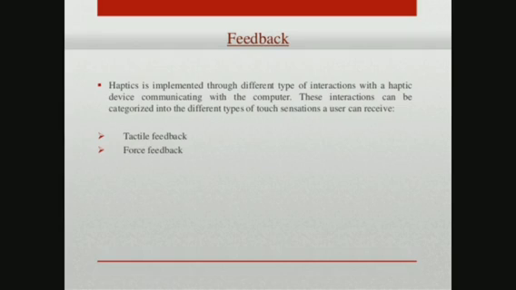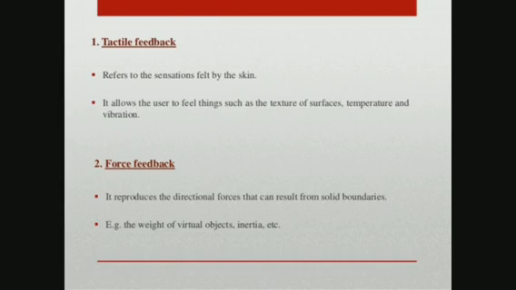Feedback. Haptics is implemented through different types of interaction with the haptic device communicating with the computer. This interaction can be categorized into different types of touch sensation a user can receive: tactile feedback and force feedback. Tactile feedback refers to the sensation felt by the skin. It allows the user to feel things such as texture of surfaces, temperature and vibration. Force feedback reproduces the directional force that can result from solid boundaries, for example the weight of virtual objects, inertia, etc.